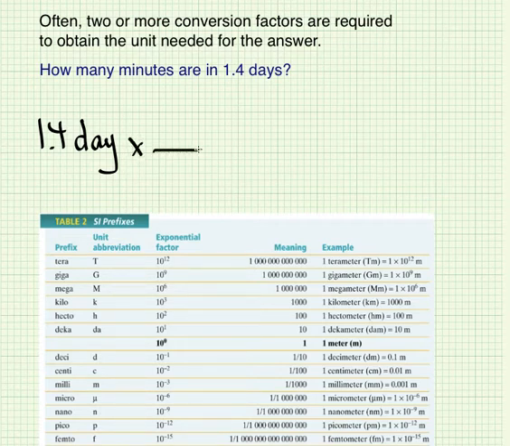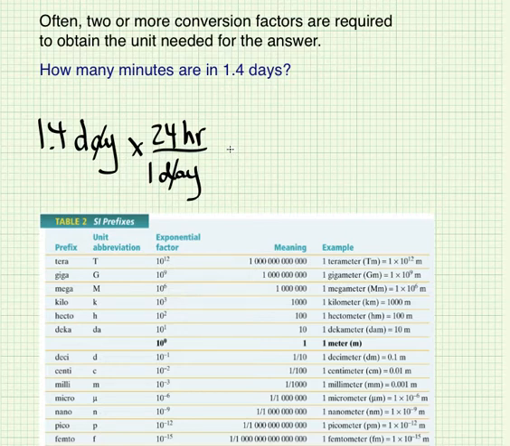So I've got my conversion factor. I'm going to put my line there for my ratio. I want days in the denominator, and the reason I want days in the denominator is because I want to be able to cancel it out. And there are 24 hours in a day. If I were to stop right here, my answer would be in hours. And I want to continue on.